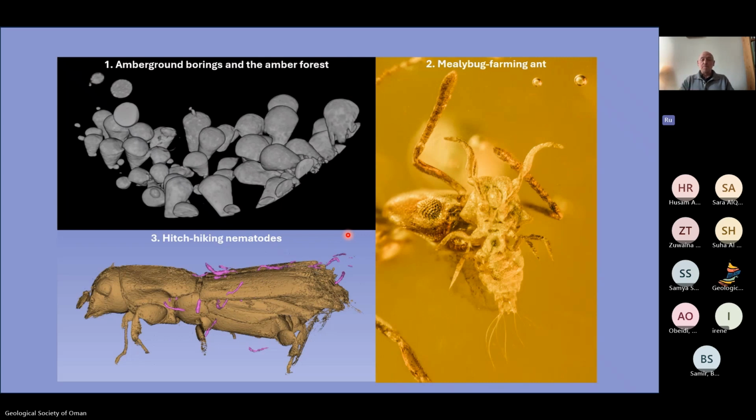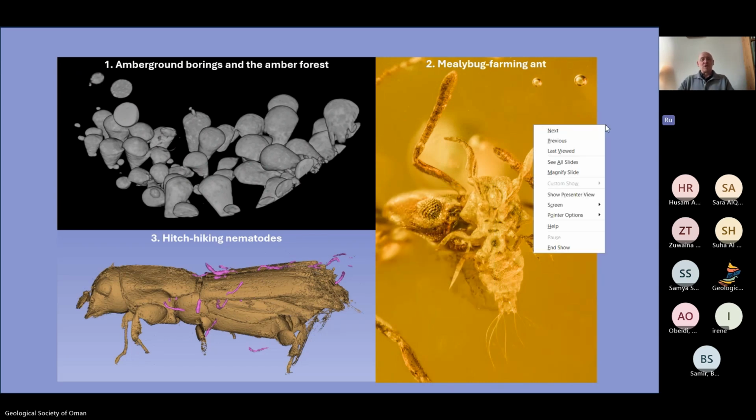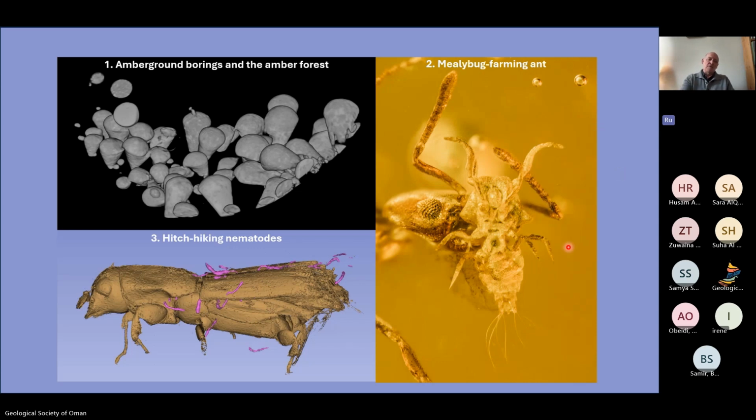So the top one, number one there, amber grounds, that's a term I made up, by the way, borings and the amber forest. The one on the right is showing an ant carrying a mealybug. And then the one on the lower left is showing a beetle with its hitchhiking nematodes. So those are the three stories that we're going to be addressing. Next slide, please.